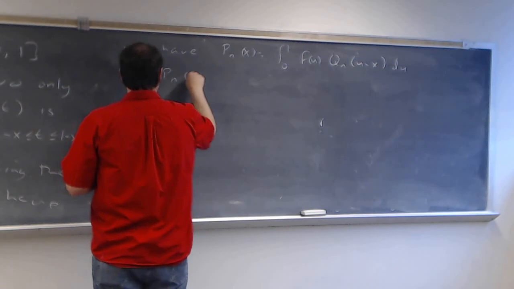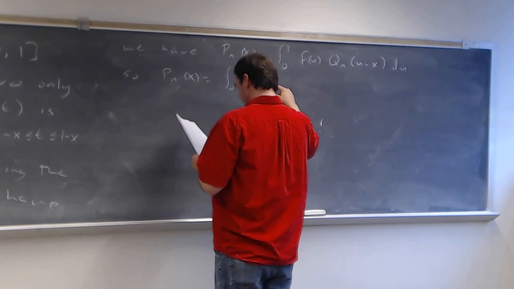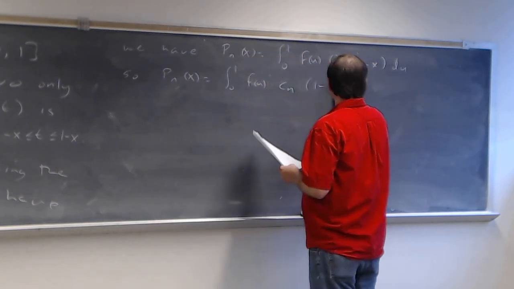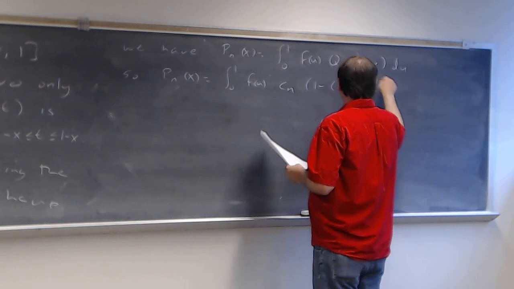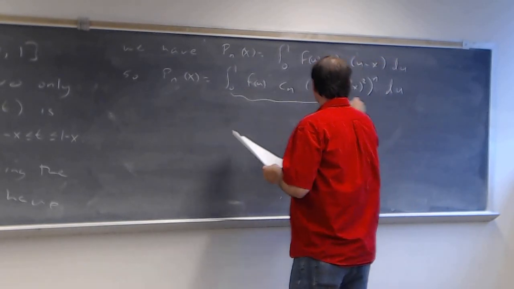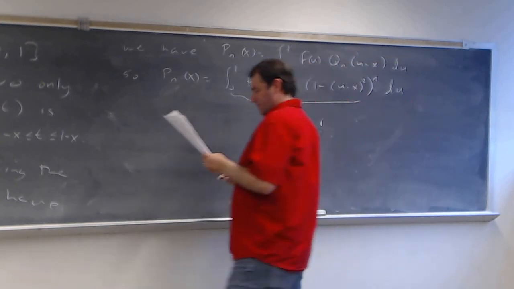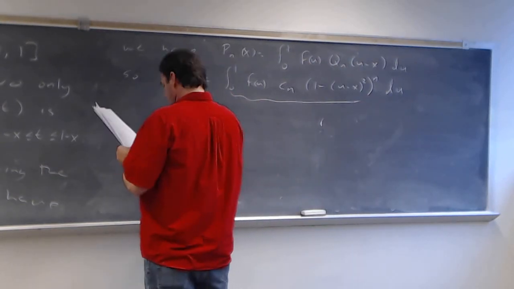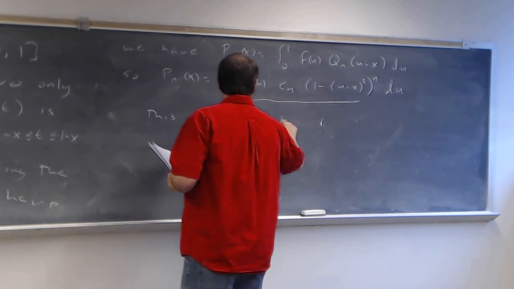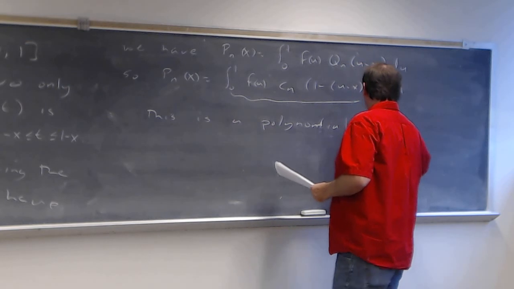So here's what we have. We have p sub n of x is equal to the integral from 0 to 1 of f of u times c sub n times 1 minus u minus x squared, all raised to the nth power, du. We can see right here, we're integrating with respect to u, so x is going to be there as a constant. It's got powers, and the rest of it's going to be numbers. So here, this is going to be a polynomial in terms of x.